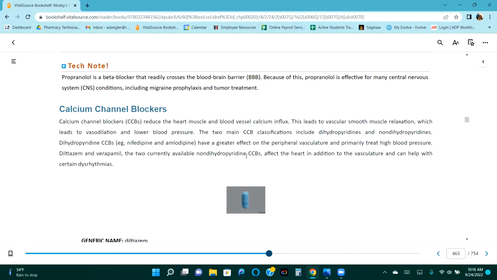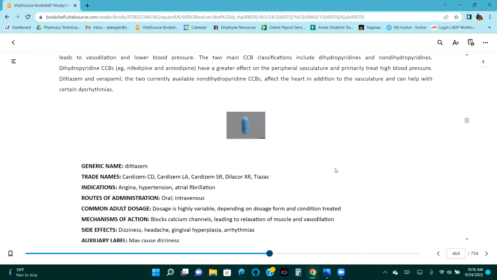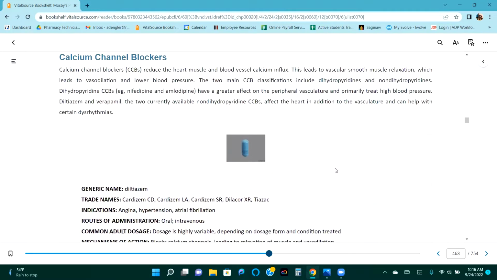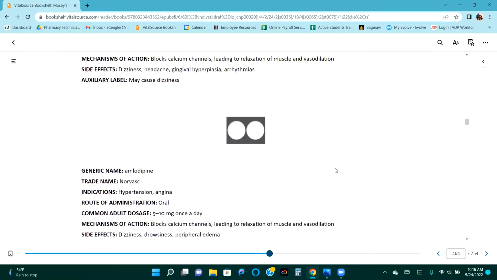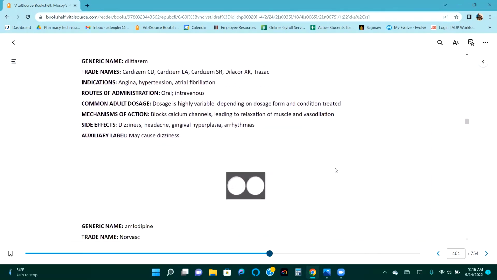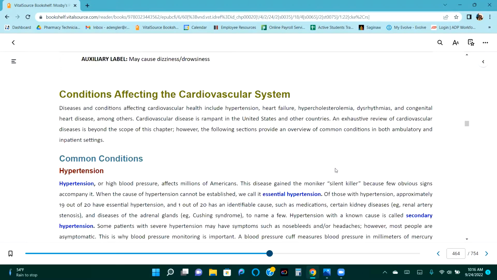Calcium channel blockers reduce the heart muscle and blood vessel calcium influx. This leads to vascular smooth muscle relaxation, which leads to vasodilation and lower blood pressure. The two main CCB classifications include dihydropyridines and non-dihydropyridines. Some examples: Norvasc, Cardizem.